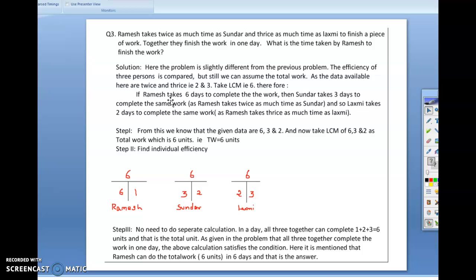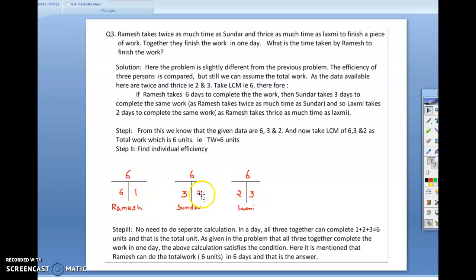And in the second step we are going to find the individual rates, the individual efficiency, that is, for Ramesh, Sundar and Lakshmi separately. As you know, we already discussed the total unit of work at the top. The top one is the total unit of work, and this is the time and this is the rate. Time into rate gives you the total unit of work. So here the total unit which you have already assumed as 6, and Ramesh can complete that work in 6 days. Therefore Ramesh's rate is 1 unit per day. Similarly for Sundar it is 2 units per day, and for Lakshmi it is 3 units per day.